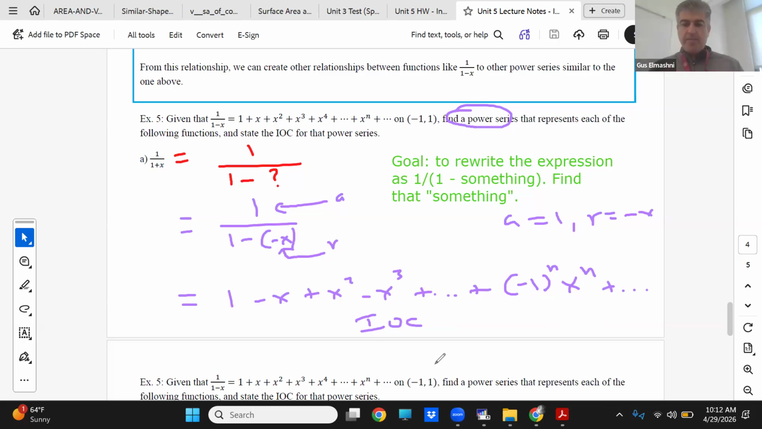What is the IOC here? Still going to be between what to what? Yeah, still it's between -1 and 1, because if you have -1 is less than -x is less than 1, and you flip things, it's still going to be the same thing. So, okay, let's keep moving.